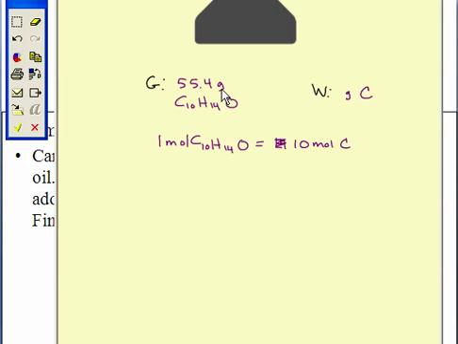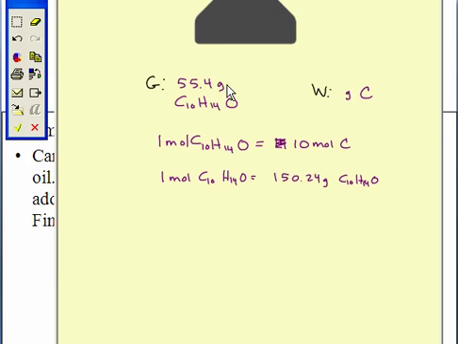Now we're given mass and we want mass, but our conversion factor is in moles. How can we get from moles to mass? The same way we always do: molar mass. So I'm going to need the molar mass of carvone, and I'm going to need the molar mass of carbon. Go ahead and calculate the molar mass of carvone and see if we come up with the same answer. This is the molar mass that I came up with using the molar masses in the periodic table on the inside cover of your textbook.